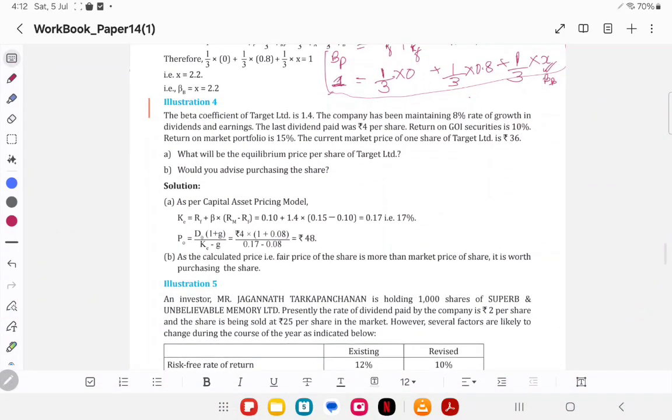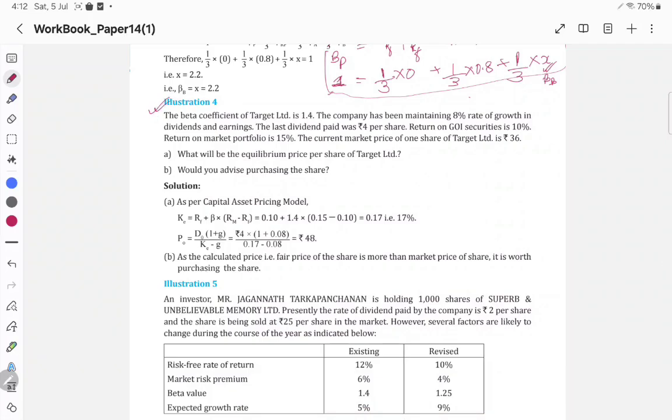Proceeding with illustration number 4. The beta coefficient of Target Limited is 1.4. The company has been maintaining an 8% growth rate. So there is a company known as Target Limited, which has a beta of 1.4. Let us write it over here so that it will be easy. And the growth rate is given as 8%, a growth in dividends and earnings.